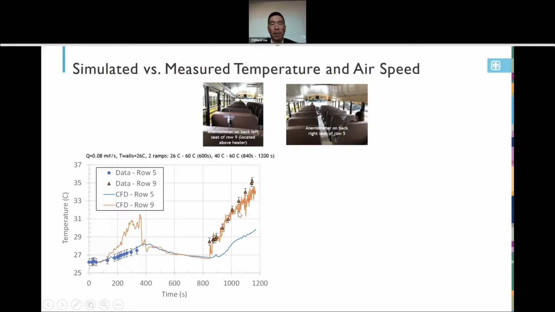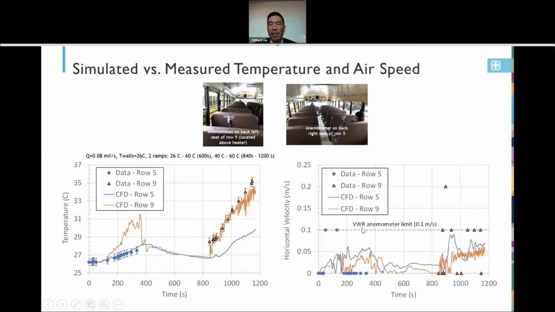We actually only had 1 anemometer at the time when we were able to go to the transfer center. We quickly grabbed our anemometer. And so initially the anemometer was placed on row 5 on the right. We measured it, stopped the heating, quickly went in, took a few minutes to move it, and then continued recording in the back row. So 2 different locations, and they were matched quite well with the CFD simulation, actually. As far as velocities, unfortunately, the anemometer limit was 0.1 meters per second, and most of the data was below that, which at least was consistent with our simulated wind speeds at those 2 locations.